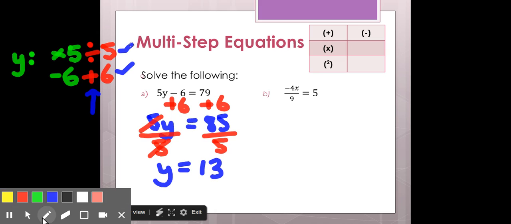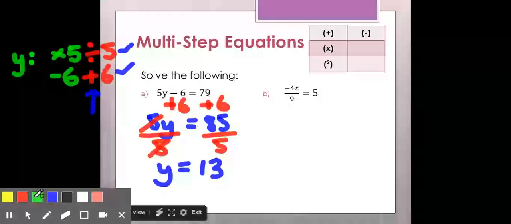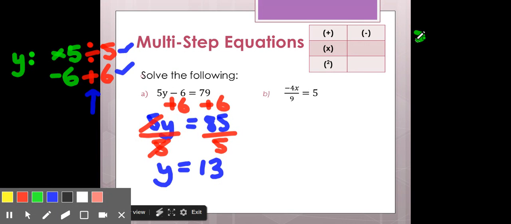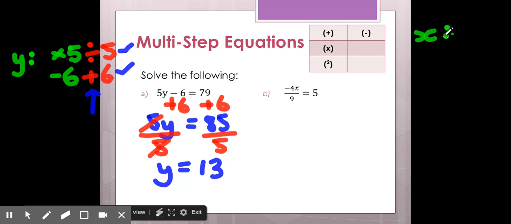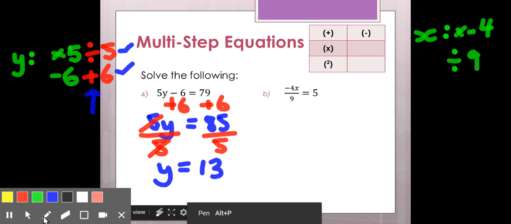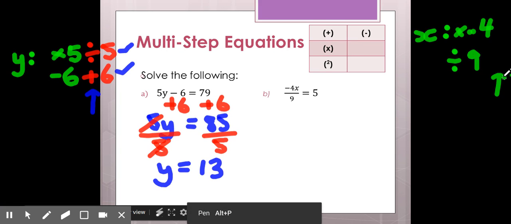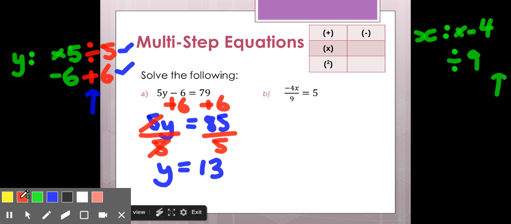In question B, I want to start by reading the question. Negative 4x divided by 9 is equal to 5. So my variable is x, and I'm going to think, what's happening to x? Well, it's timesing by negative 4, and then it's dividing by 9. So I want to do those two things in reverse. I want to work backwards. So I'm going to do that.